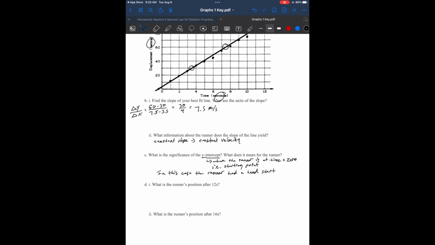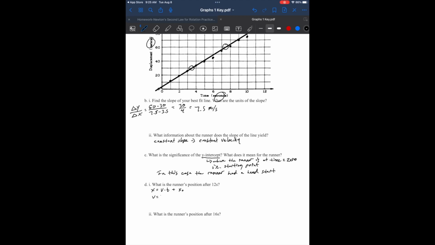What is the runner's position after 12 seconds? Well, if we know where the runner started and we know how fast the runner's going, we can determine where they're going to be in 12 seconds. We're going to start with our equation. The x position is equal to velocity times time plus the initial x position. So that head start will affect things. So x equals vt plus x naught.